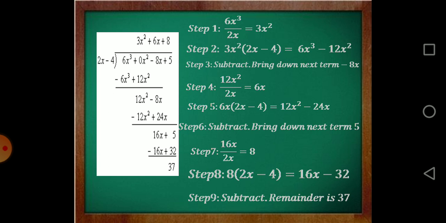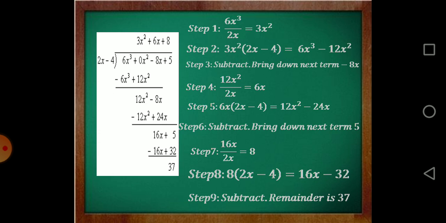Here, the dividend is 6x cube minus 8x plus 5 and the divisor is 2x minus 4. But here, because the x square term is not there, we have inserted 0x square after the x cube term so that the dividend is written in standard form as well as all the terms are present. Now, the dividend and divisor are ready for the division. Let us start the process.